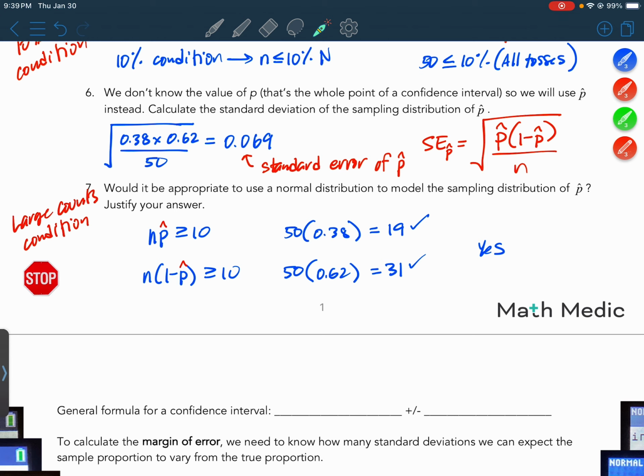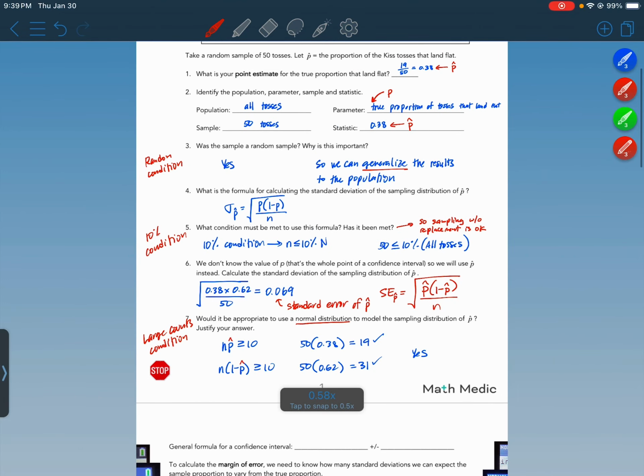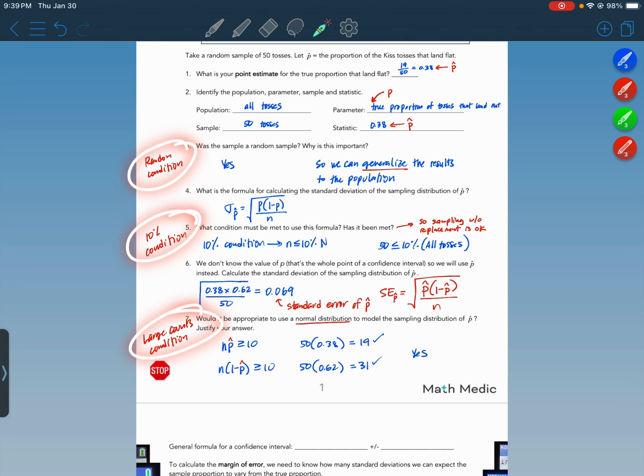Yours is going to be a little different, but hopefully you got two values that were greater than 10. So yes, we're going to use a normal distribution to model the sampling distribution. Really the focus of this first page was to remind you or reintroduce you to some of the conditions that have to be met in order for us to do these statistical analyses. So random condition, 10% condition, and the large counts condition.